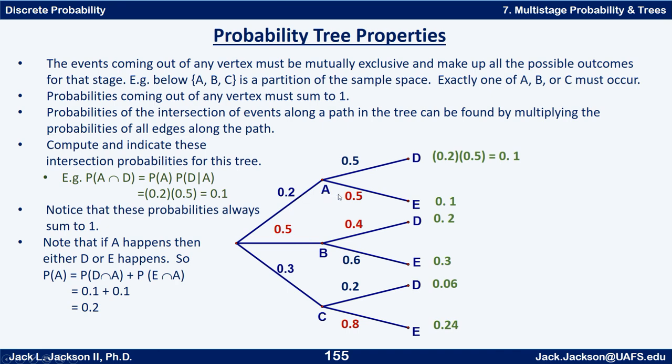Similarly, 0.2 times 0.5 is 0.1. 0.5 times 0.4 is 0.2. 0.5 times 0.6 is 0.3. 0.3 times 0.2 is 0.06. And 0.3 times 0.8 is 0.24. Now, what you should know is if you add up all these green probabilities, what do you get? Well, you get 1, right?